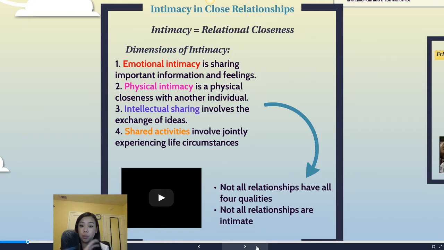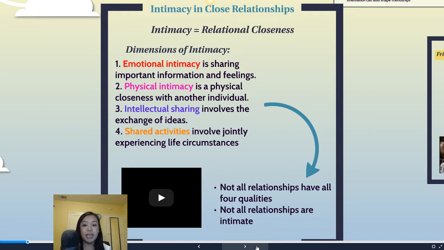And so let's break down intimacy first. So intimacy is relational closeness, and there are 4 dimensions that I would like you to focus on: emotional, physical, intellectual, and shared activities. So emotional intimacy is when you're able to express your feelings with someone else. They know how you feel about certain things. They know the depths of your emotions, and vice versa, you know theirs.